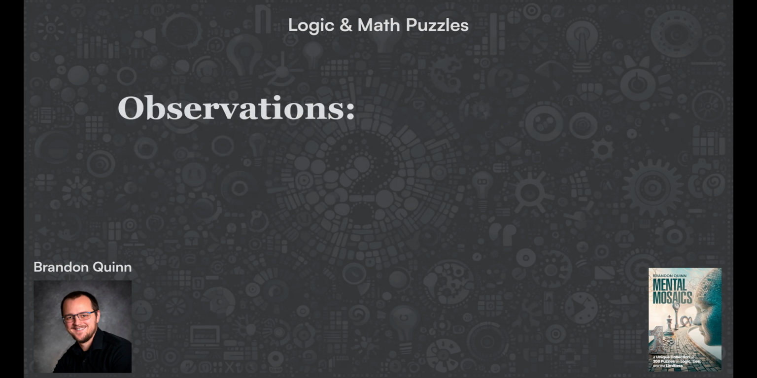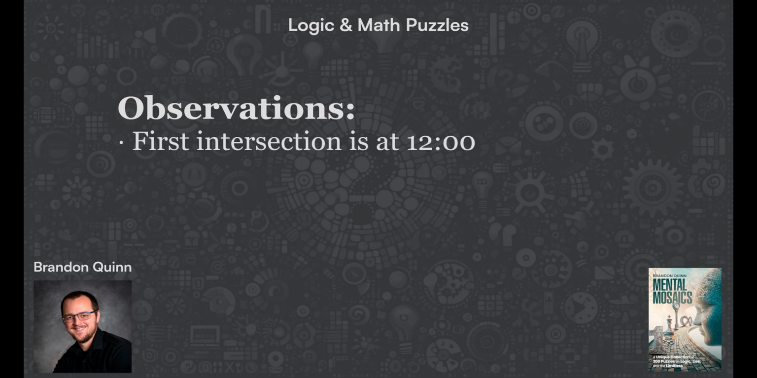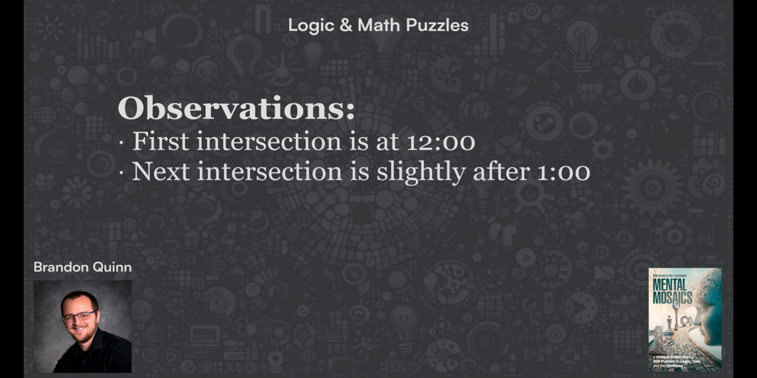Let's make a few observations about how the clock behaves with respect to the minute and hour hands, and see if we can draw any conclusions about the number of intersections in total. The first observation is that the first intersection happens directly at 12 o'clock on the dot. The second observation is that, as we discussed before, the next intersection doesn't happen until slightly after 1 o'clock, which means that the interval is slightly greater than 1 hour.